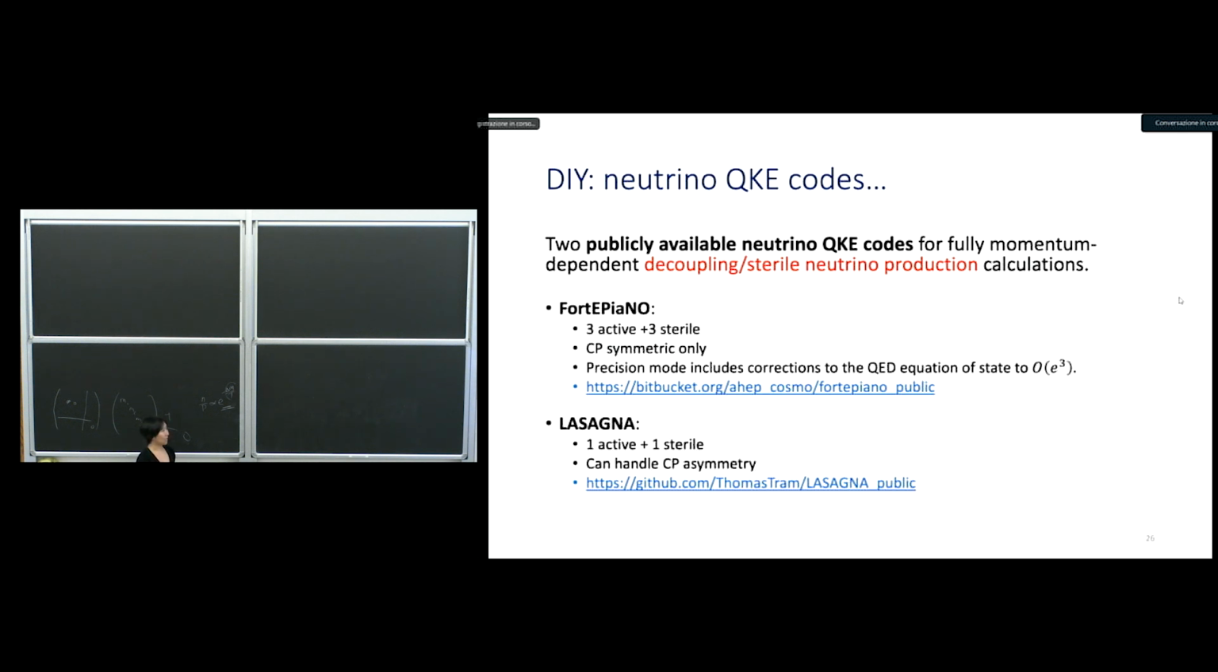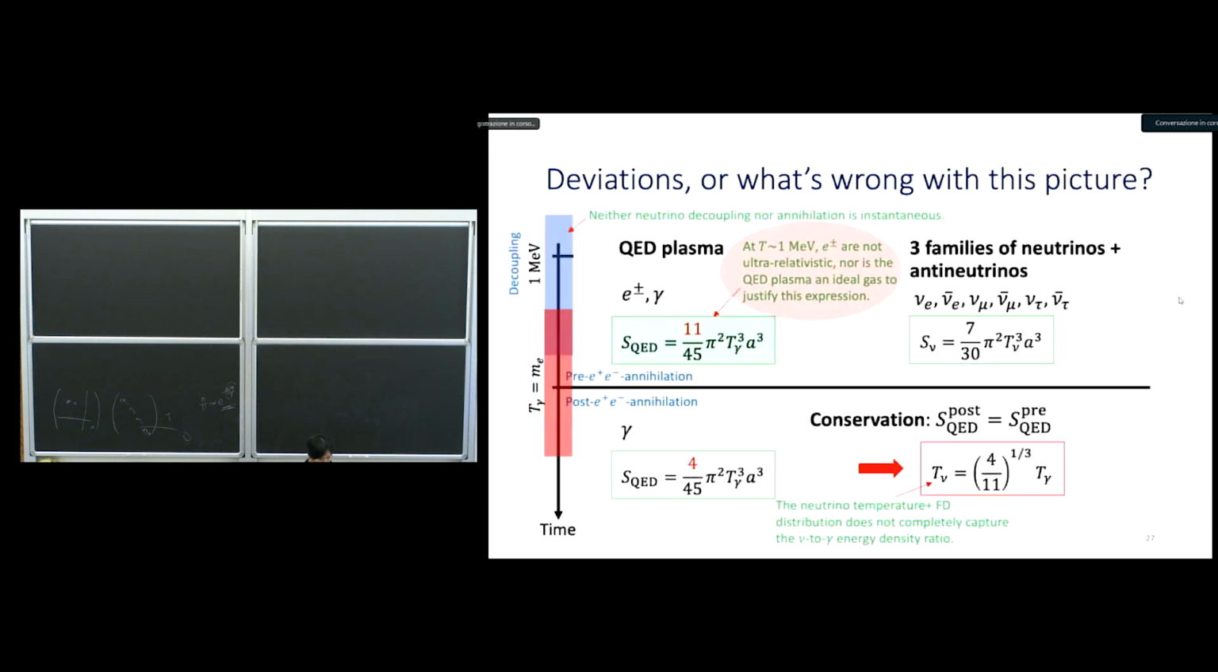Another code is called LASAGNA. It comes from Thomas Tram in Aarhus, in Denmark. It's 1 active, 1 sterile, so it's a bit limited, but it can handle CP asymmetry. So they wrote it to look at lepton asymmetry generation. And here's the place where you can do the download. Okay. Okay, so that's the QKE.